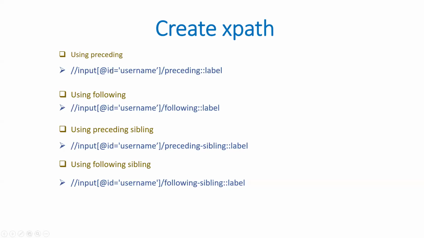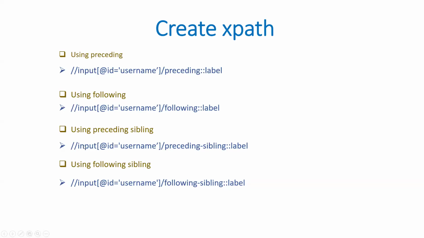But what is the condition here? Preceding means this label element should be displayed before the current element input. This element can be at the same level as the input, or this label can be at a different level, no issues. The only condition applied here is that this label should be displayed before this input. That is the meaning of preceding. So when you come to preceding sibling, what is the meaning of this? This label should be displayed before this input.